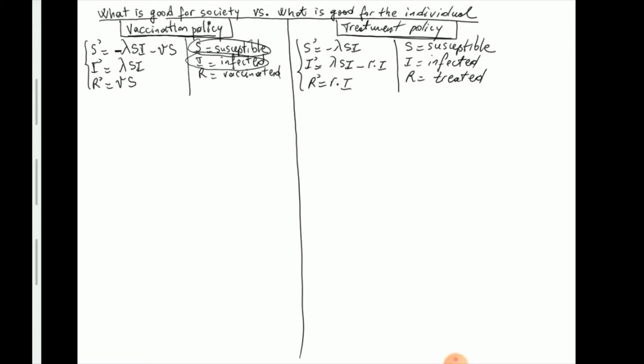And in some models, this is called the recovered class, but I'm going to call it the vaccinated class on the left panel. Because here the only intervention of the disease is that there's some vaccination. So there's a transition from S to I. So that's the infection term. Lambda is the infection rate.